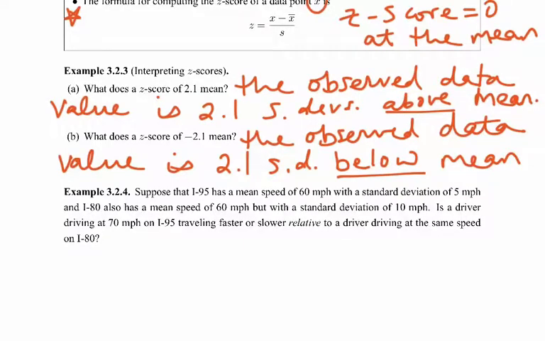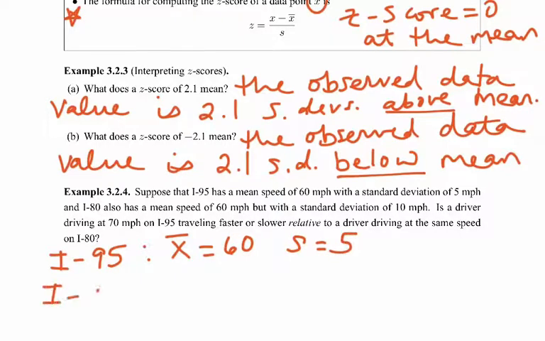Suppose that I-95 has a mean speed of 60 miles per hour with a standard deviation of 5 miles per hour. And I-80, a different interstate altogether, has a mean speed of 60 miles per hour but a standard deviation of 10 miles per hour. So let's make some notes here. For I-95, the mean speed is 60 and the standard deviation is 5.